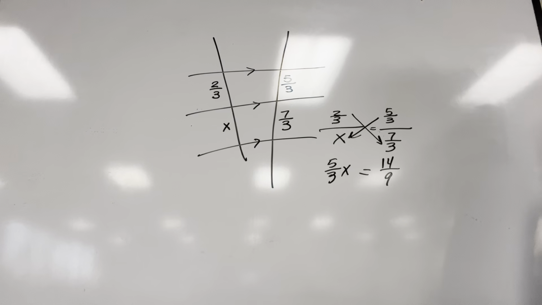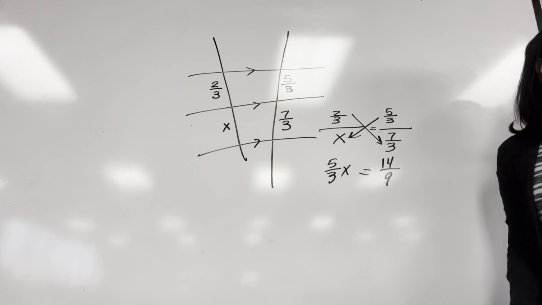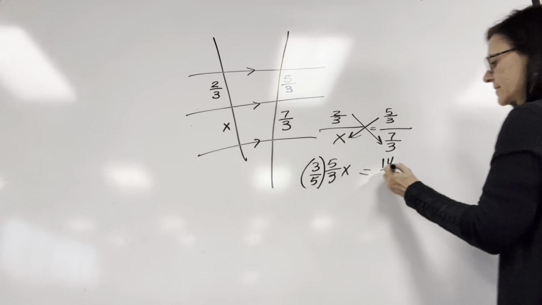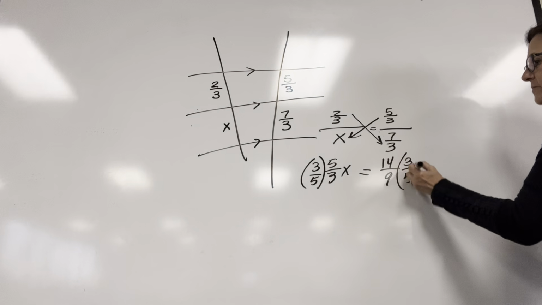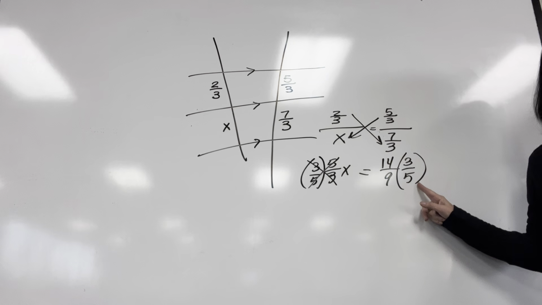Divide. Do we divide fractions? We flip it. What do we call it? Reciprocal. We don't divide by fractions, we multiply by the reciprocal. So multiplying by 3/5. Are these terms multiplied? Yeah.